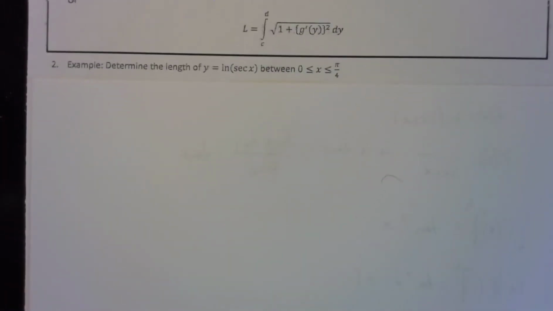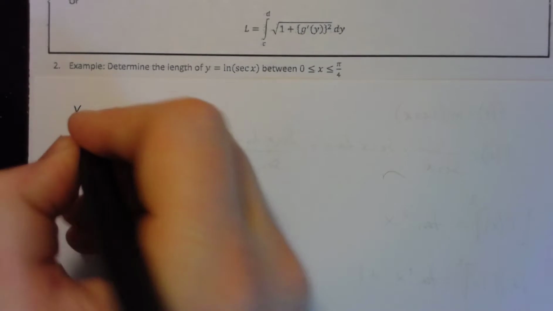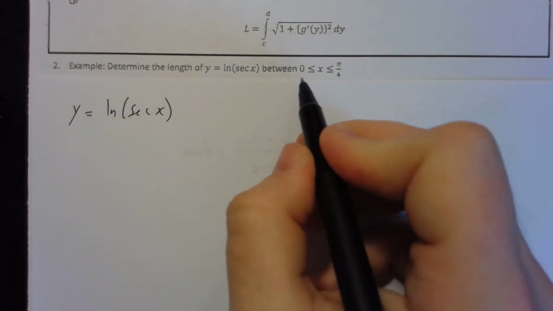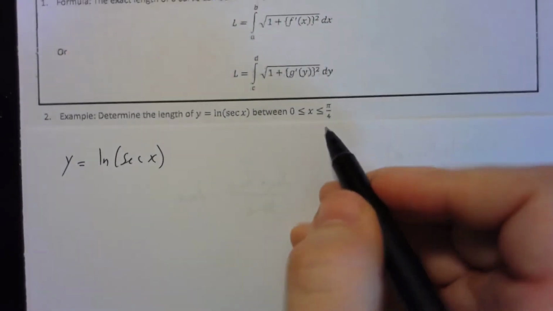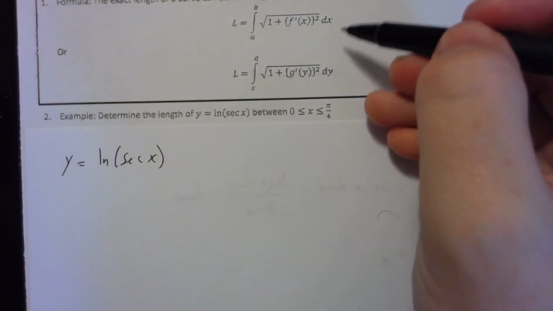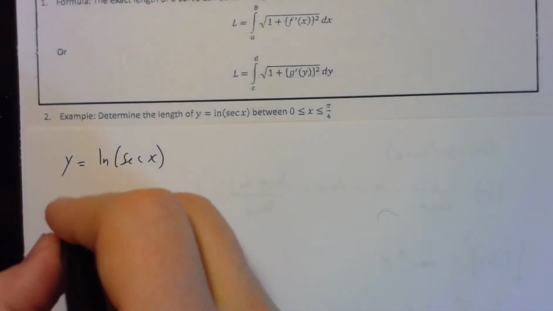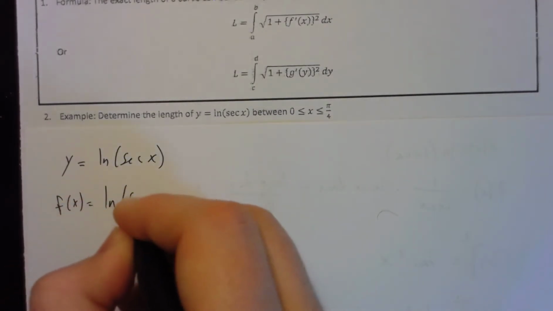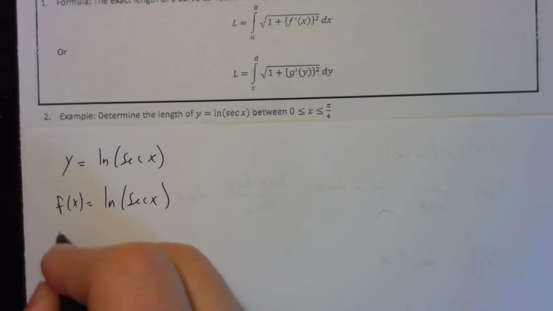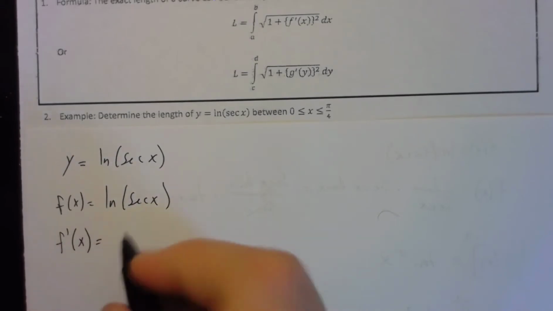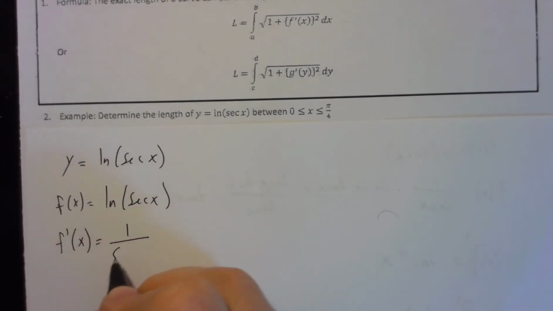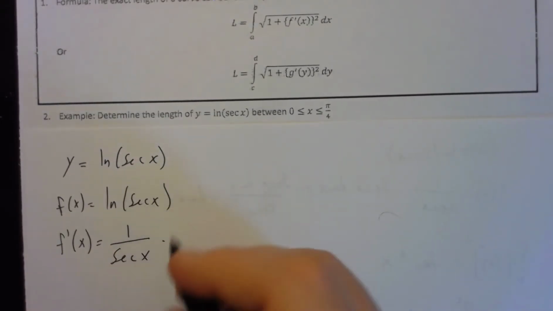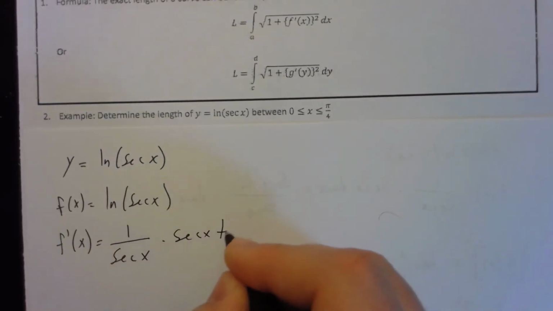So our first function we're looking at is y equals natural log of the secant of x. We're doing this in the bounds from 0 to pi over 4, so we'll be using this equation up here because it's all in terms of x. So our first step is to take the derivative. So f of x is equal to the natural log of secant of x. We take the derivative, f prime of x is equal to 1 over that anything, since the derivative of natural log of anything is 1 over that anything, times the derivative of the inside, so the derivative of secant is secant tan.